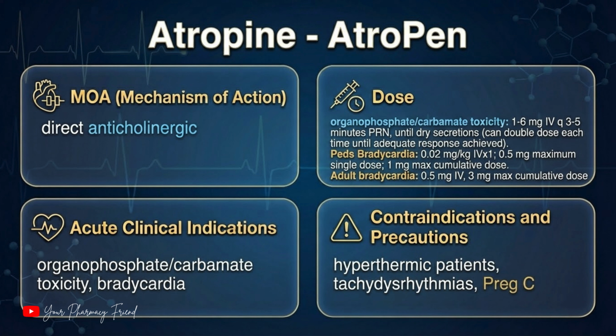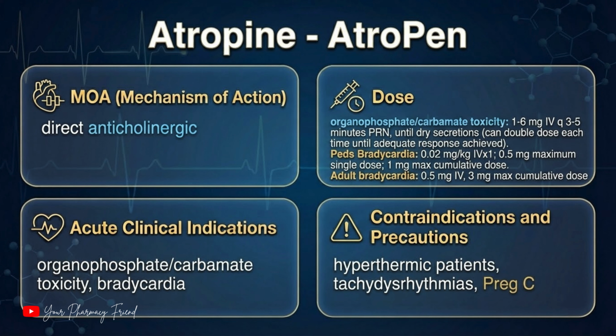For pediatric bradycardia, atropine is dosed at 0.02 mg per kilogram given intravenously as a single dose. The maximum single dose is 0.5 mg, with a maximum cumulative dose of 1 mg. For adult bradycardia, the recommended dose is 0.5 mg administered intravenously, and doses may be repeated as needed up to a maximum cumulative dose of 3 mg.